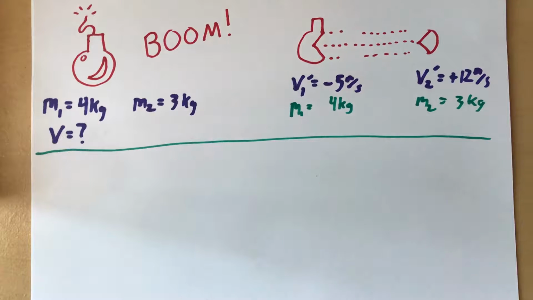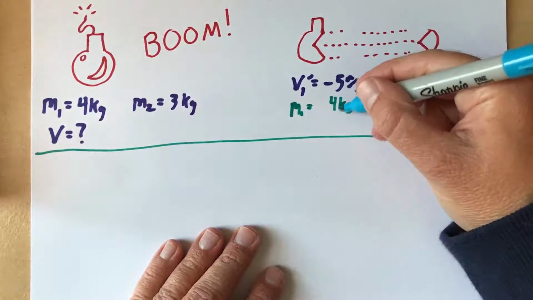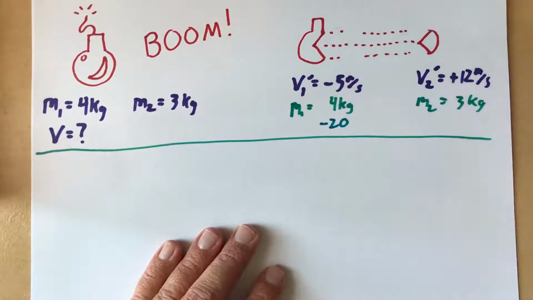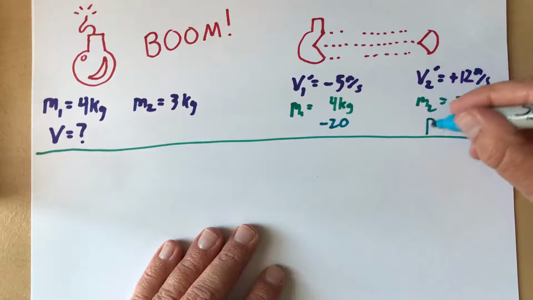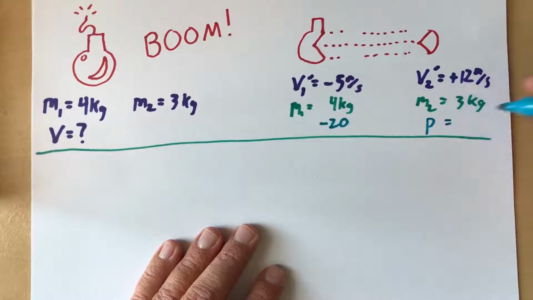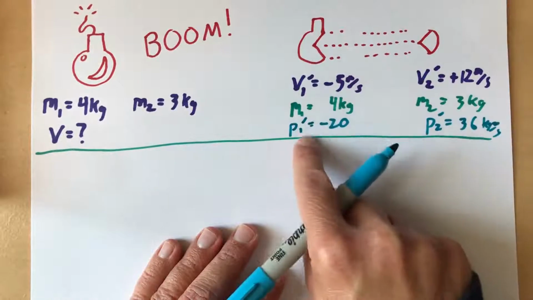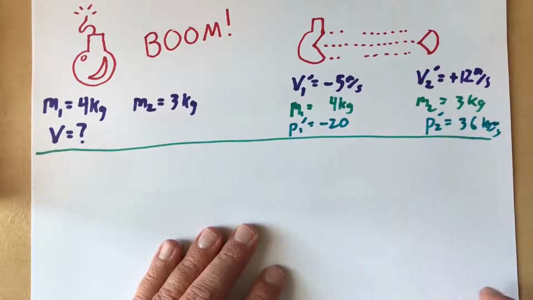That's easy enough to do because we just do mass times velocity. So this piece has a momentum of negative 20, 4 times negative 5, and this piece has a momentum of 3 times 12, which is 36 kilogram meters per second. And we'll call this momentum 1 prime, the momentum of object 1 afterwards, and momentum 2 prime, the momentum of object 2 afterwards.